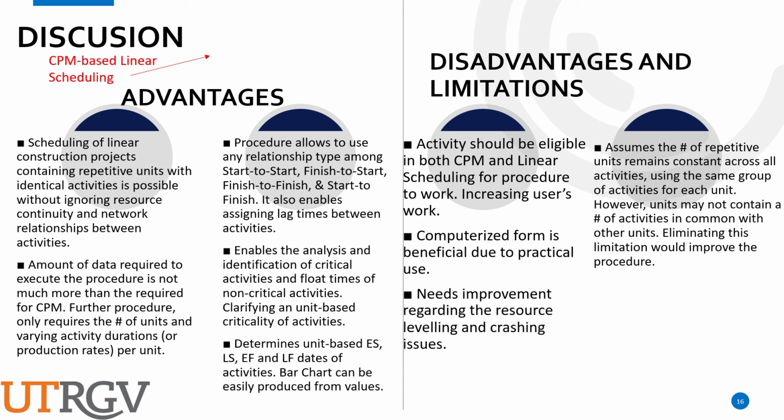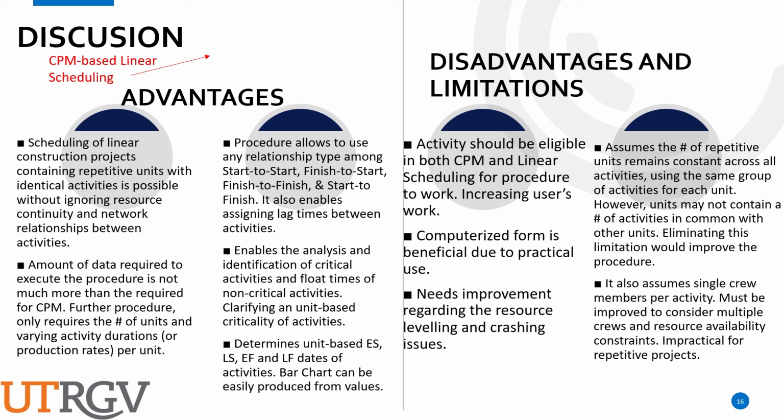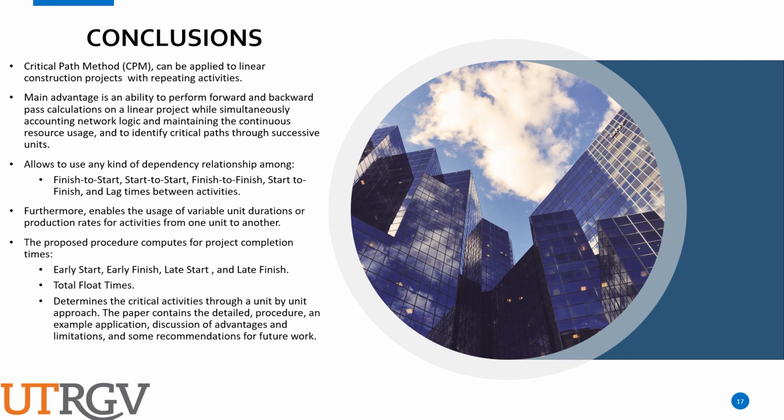However, another disadvantage is that it assumes the number of repetitive units is going to remain constant all the way across all activities, using the same group of activities for each unit. However, the units might not contain the number of activities in common with the other units. So it might have a different number of activities. Eliminating this will improve the procedure. It also assumes a single crew per activity, which must be improved because, I mean, multiple crews can be used for activities with a variable number of people.